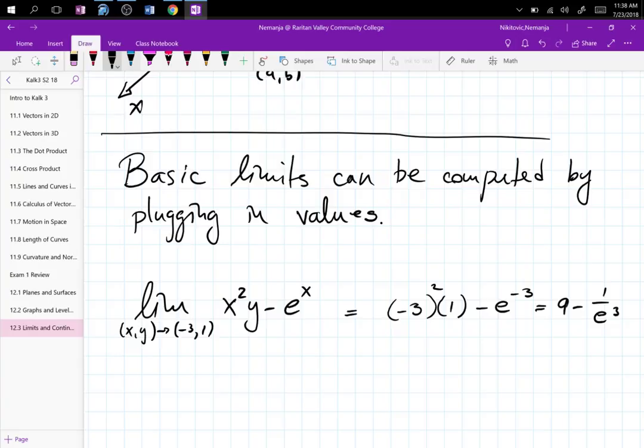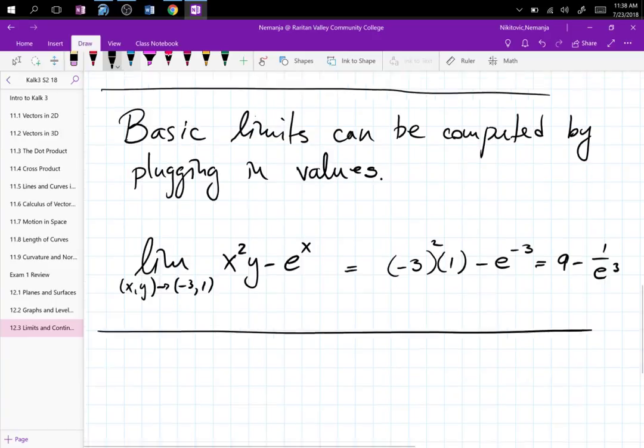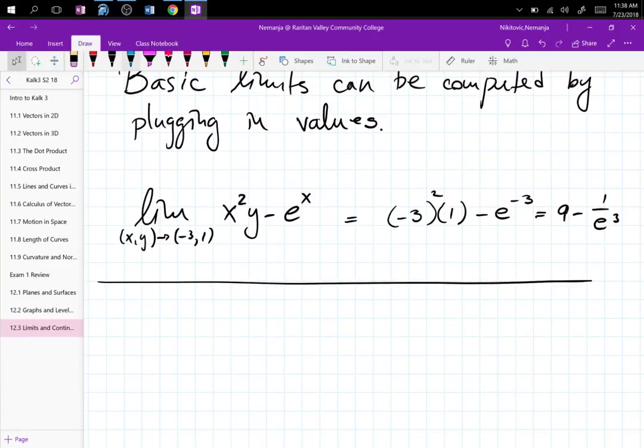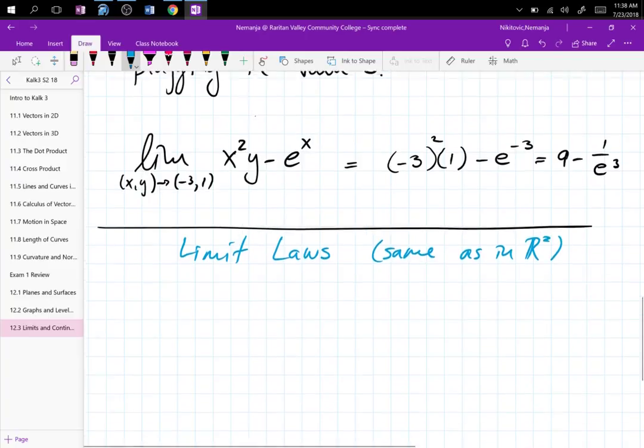However, things become interesting very quickly here because most of our limits are not going to be calculated this way. So let's take a look at some properties of limits before we take a look at what we call boundary limits and other stuff. So limit laws. And I'll just say same as in R2.